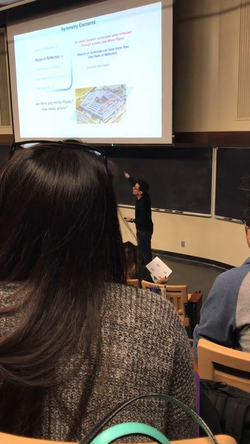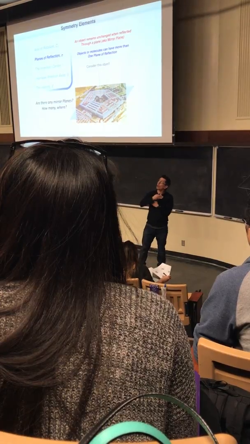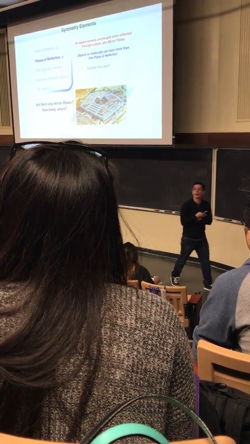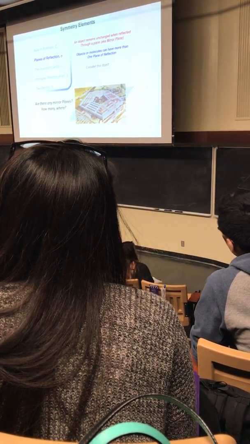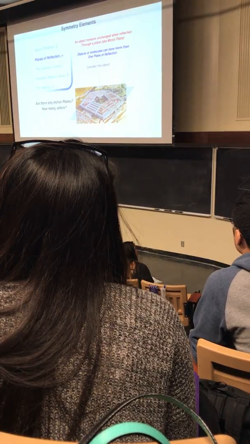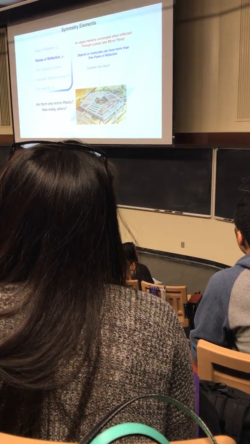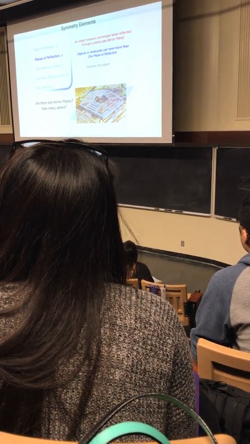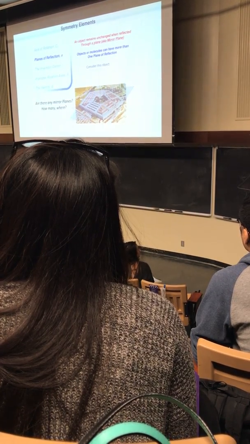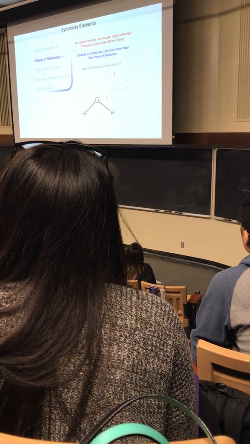But you can see that these other mirror planes are going to be coincident with the primary axis of rotation. They're going to contain the primary axis of rotation. We're going to call that sigma v. Okay? But we'll get to those designations in a little while. All right? So let's try this.